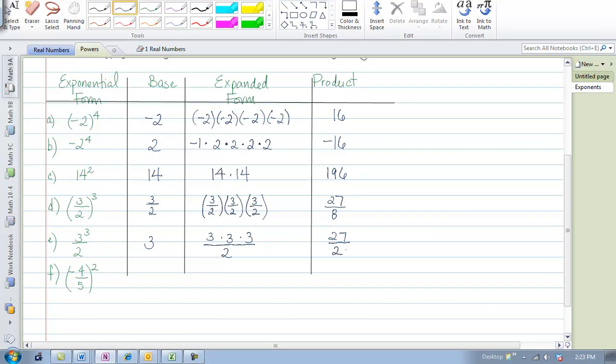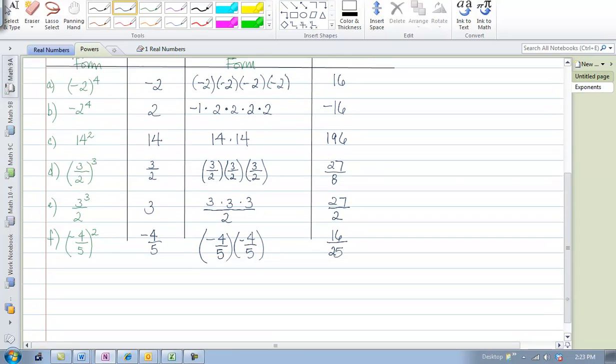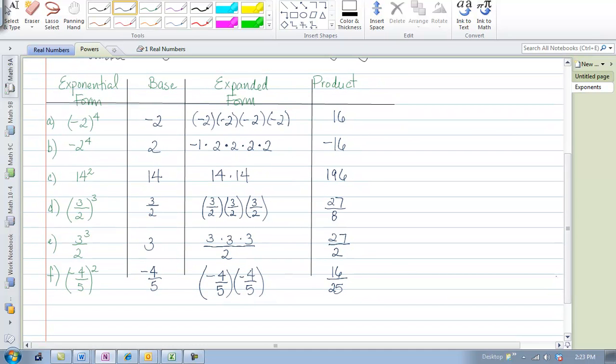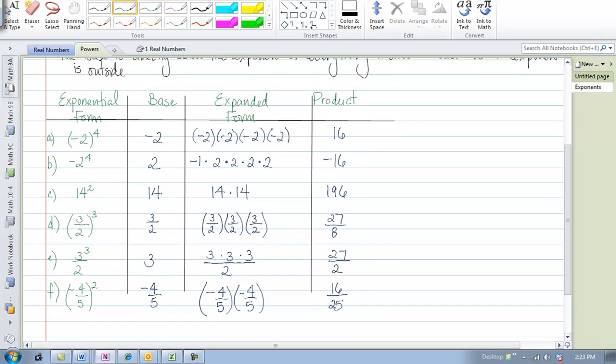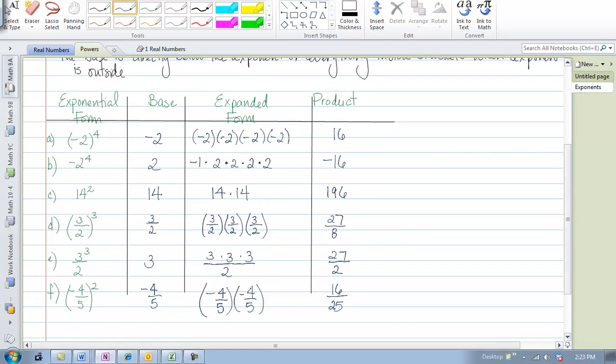And the last question, -4/5 all squared. So everything inside brackets, so our base is -4/5. That's what's going to be multiplied by itself. So -4/5 times -4/5. Then negative times negative is positive. 4 times 4 is 16. 5 times 5, 25. Okay, so that's your review of and some reminders of how to apply exponents. And please complete the questions on topic 1 from your unit plan.